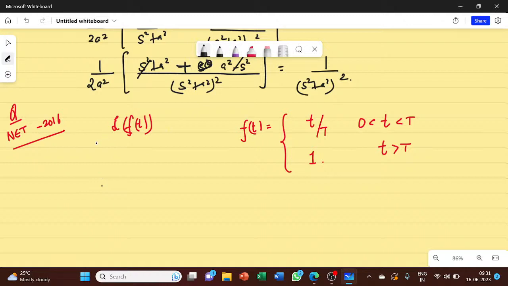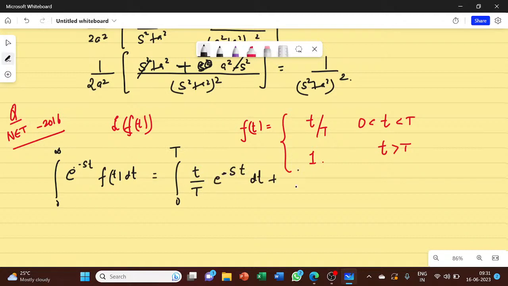So what you will get from here? So what is the Laplace transform? Laplace transform of your f(t) is simply the integration from 0 to infinity of e to the power minus st f(t). So it is equal to the integral from 0 to capital T of t upon capital T e to the power minus st dt, plus the integration from capital T to infinity of e to the power minus st dt.